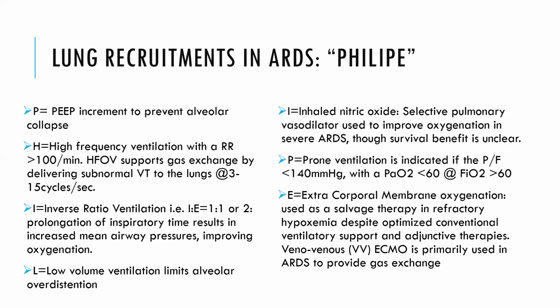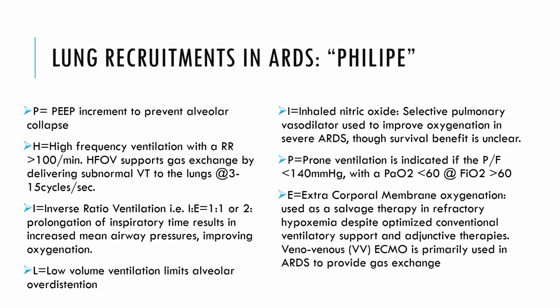So lung recruitment strategies or maneuvers in ARDS are known as PHILIPPE. P here is PEEP increment to prevent alveolar collapse. H talks about high frequency ventilation, with respiratory rate greater than 100 cycles per minute. The high frequency oscillatory ventilation helps to support gas exchange by delivering very low tidal volume at a frequency of 3 to 15 cycles per second.